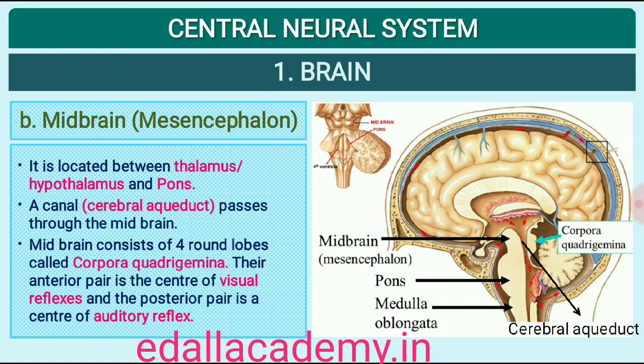21.4.2 Midbrain. The midbrain is located between the thalamus, hypothalamus of the forebrain and pons of the hindbrain. A canal called the cerebral aqueduct passes through the midbrain. The dorsal portion of the midbrain consists mainly of four round swellings, lobes, called corpora quadrigemina. Midbrain and hindbrain form the brain stem.